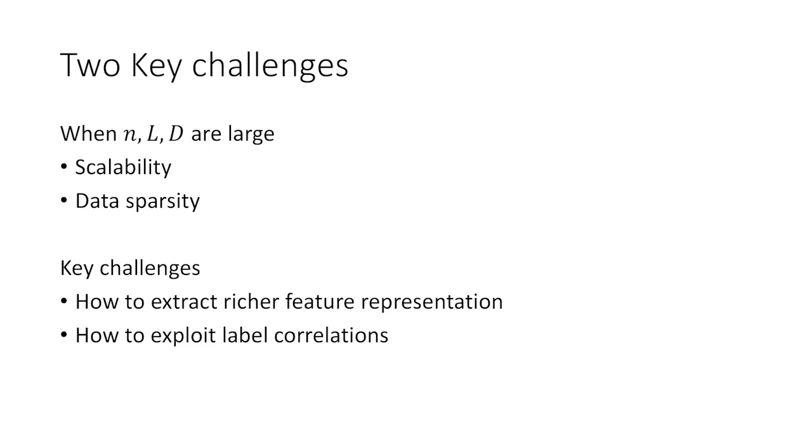So what's so special in XMTC? In extreme multi-label, typically it refers to the label space being very large. But actually, if you look at the XMTC datasets, the number of documents N and number of features D are also in extreme scale. So this poses two key challenges. The first one is scalability, both in terms of training and testing. And another issue is data sparsity, in that many labels only appear in very few documents.